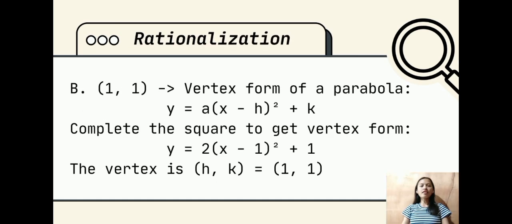The correct answer is letter B. 1, 1. Vertex form of a parabola: y is equal to a quantity of x minus h squared plus k. Complete the square to get the vertex form. We have y is equal to 2 quantity of x minus 1 squared plus 1. So the vertex is h and k, so we have 1 and 1.